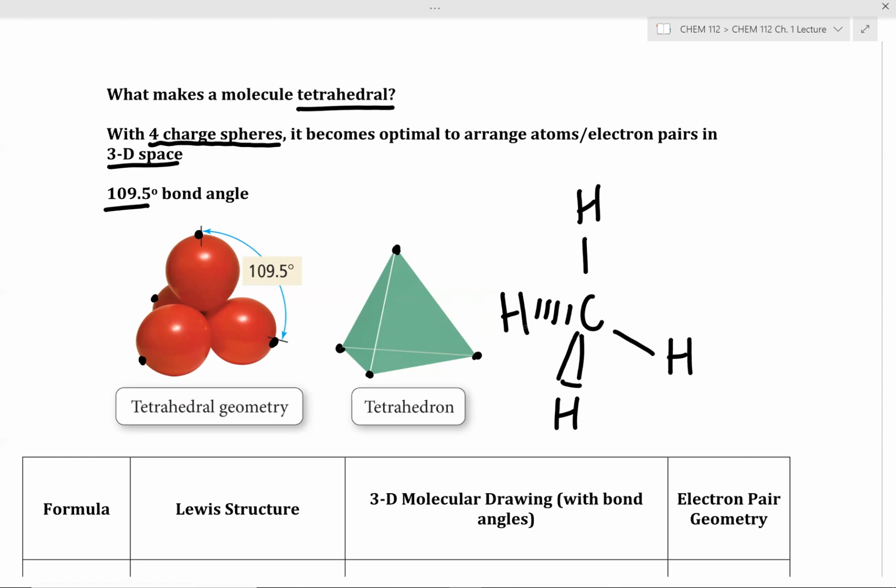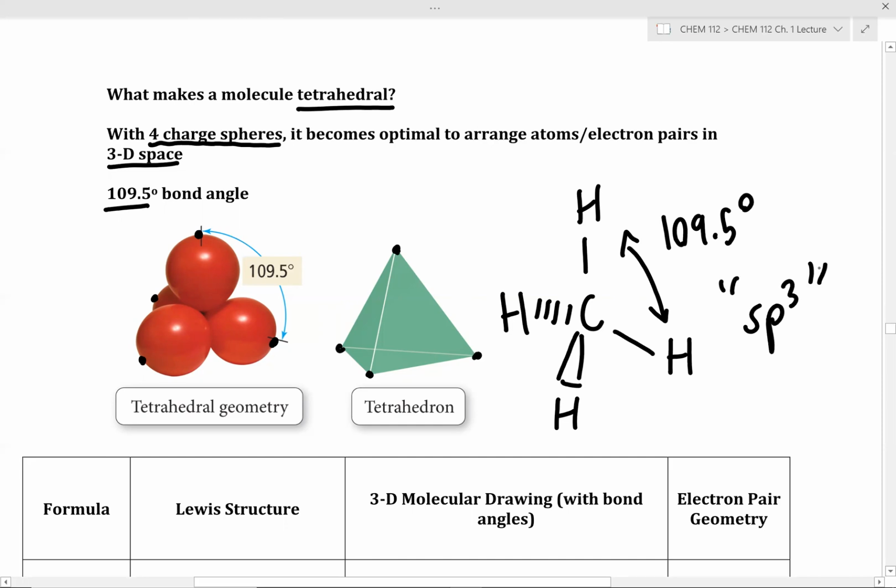Now, what hybridization does this 109.5 degree bond angle best correlate with? What hybridization involves 4 bonded substituents? sp3. Exactly right. So we have correlated effectively hybridization and electron pair geometry. Does that make sense to everyone?